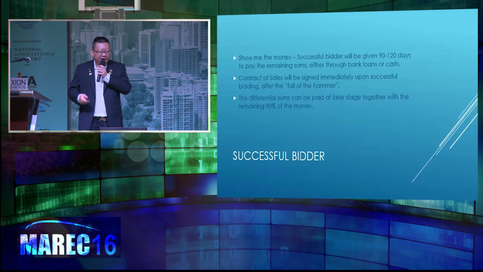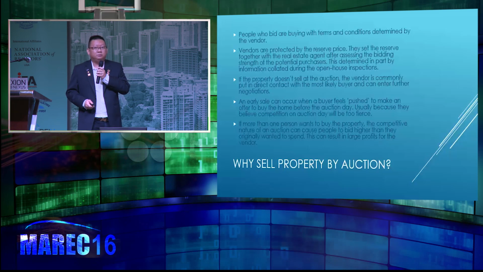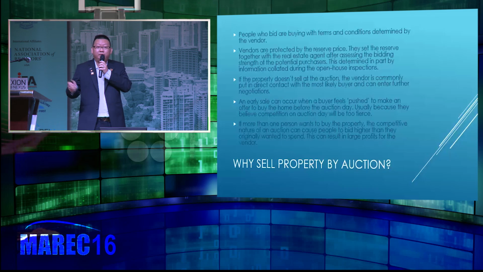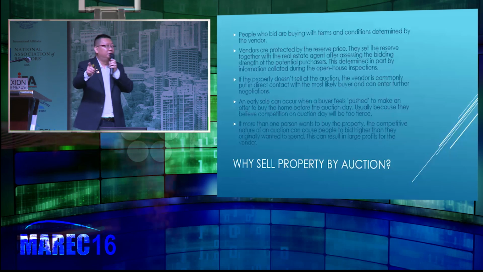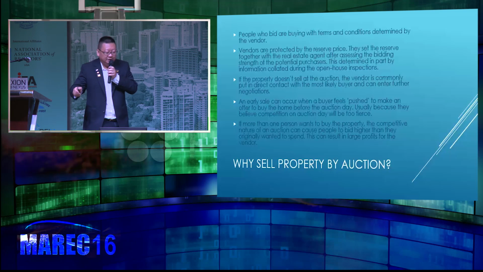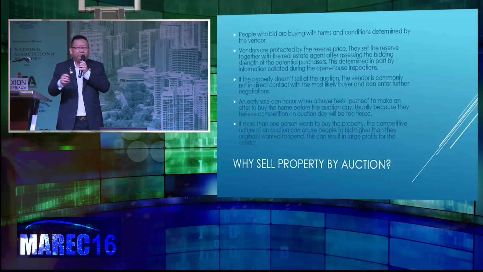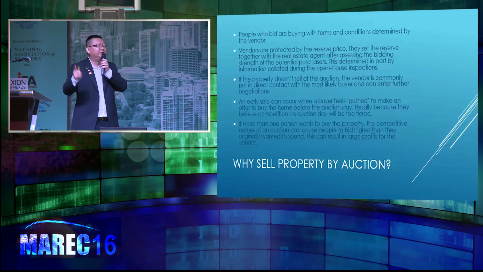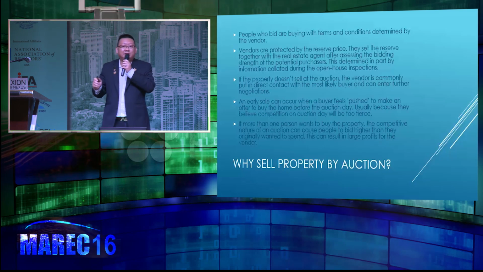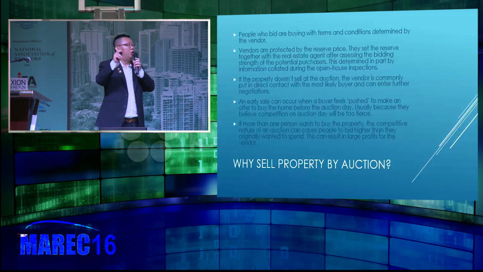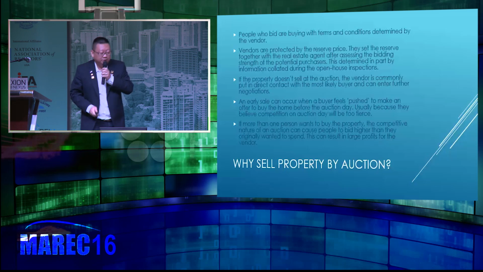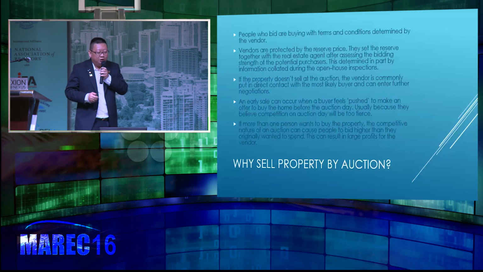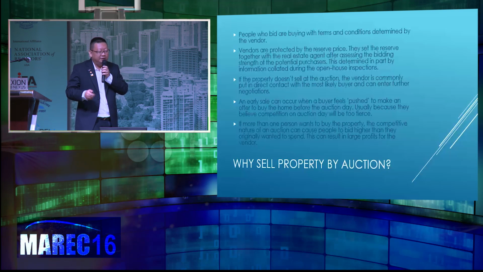All right? So why sell property by way of auction? People who bid are buying with terms and conditions determined by the vendor. You tell your vendor, you set your rule. If you say your rule is 3 plus 3, then it's 3 plus 3. Whoever comes and bids will have to follow. Vendors are protected by the reserve price. Remember what I said just now? The reserve price will be set by you. You will decide. If you want to lower your reserve price on the spot, by all means do so. And if the property doesn't sell at the auction, the vendor is commonly put in direct contact with the most likely buyer and can enter further negotiations.